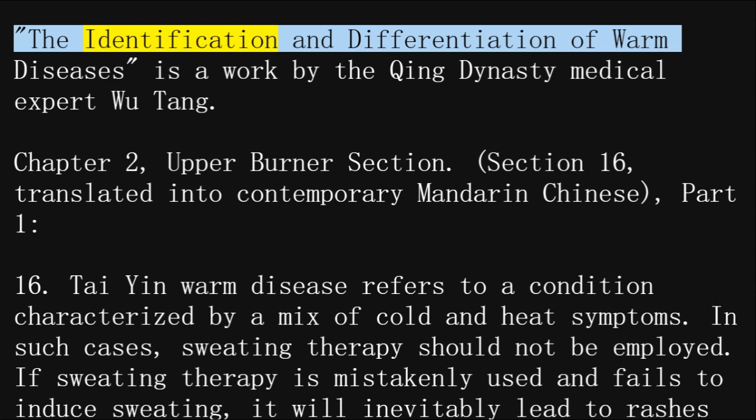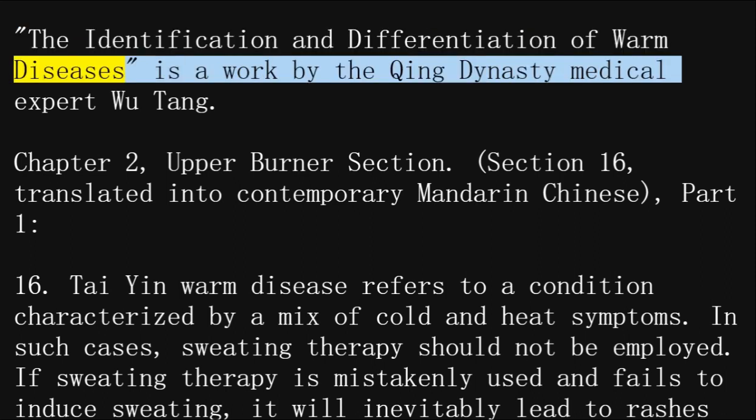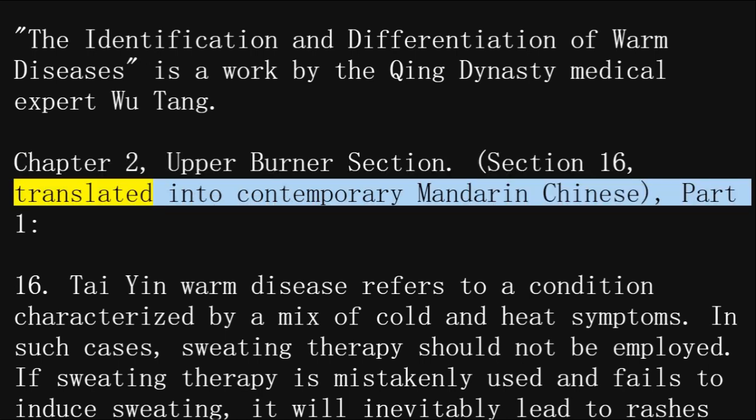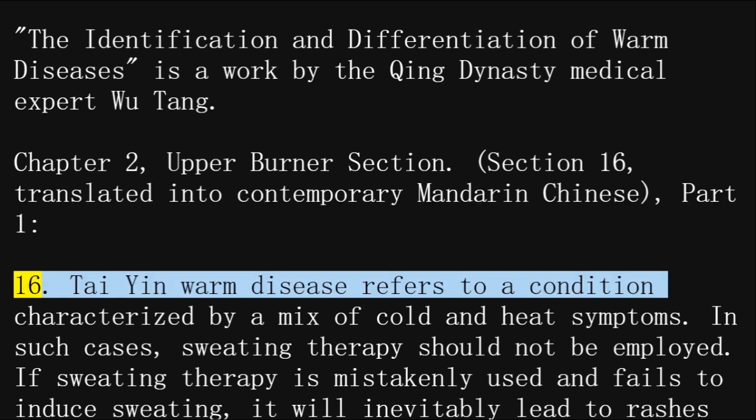The Identification and Differentiation of Warm Diseases is a work by the Qing Dynasty medical expert Wu Tang. Chapter 2, Upper Burner Section. Section 16. Translated into Contemporary Mandarin Chinese, Part 1, 16.